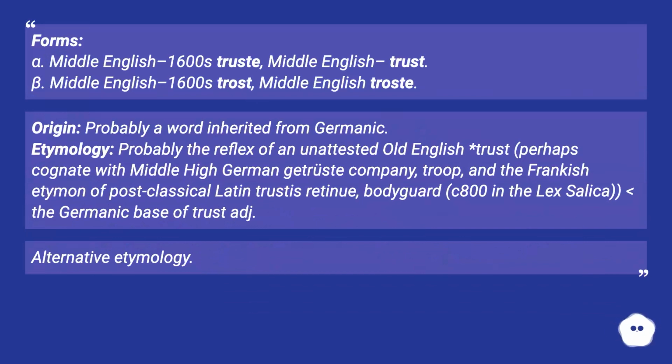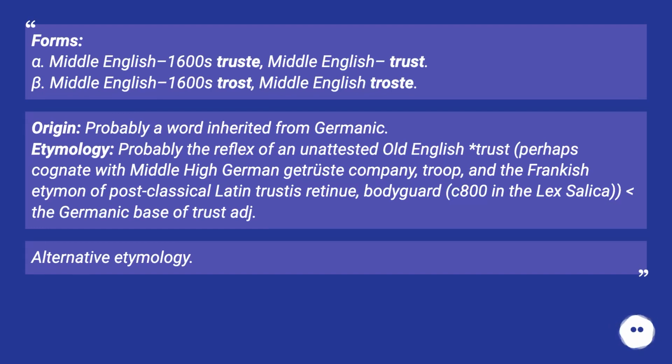Forms. Alpha: Middle English 1600s trust, Middle English trust. Beta: Middle English 1600s traust, Middle English traust. Origin: probably a word inherited from Germanic. Etymology: probably the reflex of an unattested Old English trust, perhaps cognate with Middle High German getrost, company, troop, and the Frankish etymon of post-classical Latin trustus, retinue, bodyguard, circa 800 in the Lex Salica, less than the Germanic base of trust, adjective.